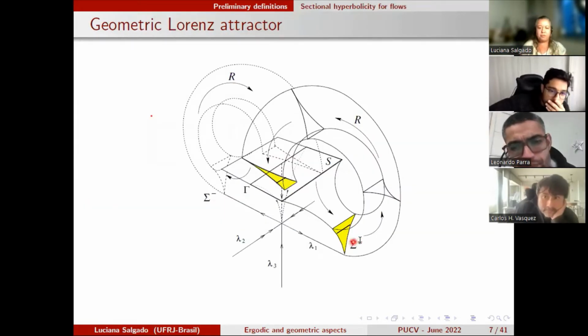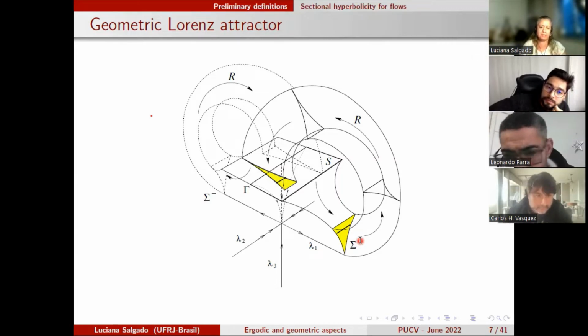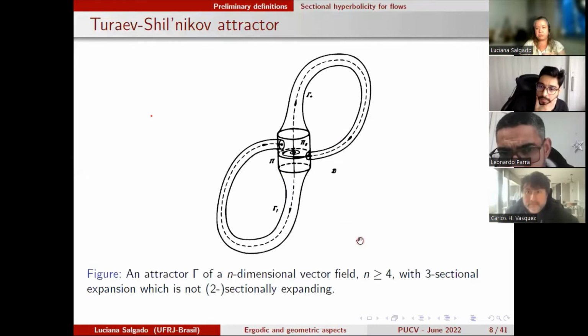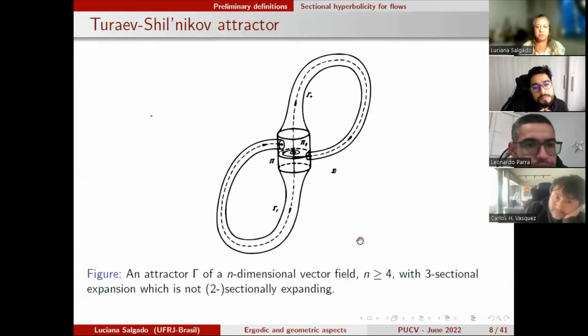Okay, this is an example of a singular and two-sectional hyperbolic flow. It's the geometric Lorenz attractor. We know that singular and two-sectional hyperbolicity are the same in 3 dimensions. But my definition is based on an example of Turaev and Shilnikov, where we have 3-sectional hyperbolicity, but we don't have 2-sectional hyperbolicity in a manifold of dimension 4 or greater. So in this example of Turaev-Shilnikov, we have a 3-expanding central subbundle, but we don't have a 2-expanding central subbundle. Okay, this is the motivation to make this kind of definition.